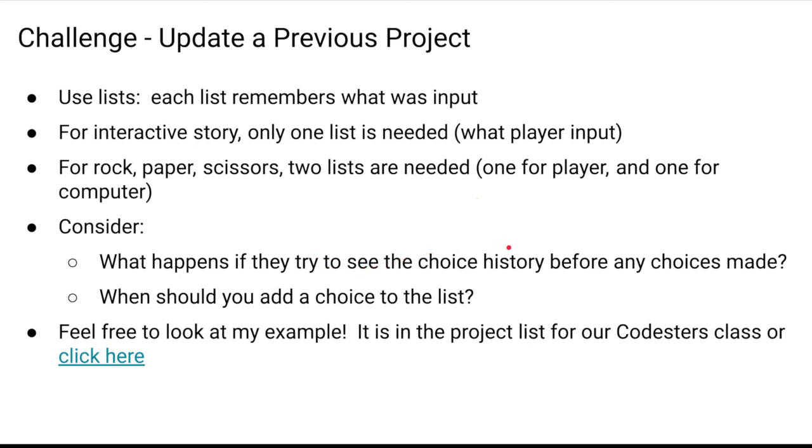Things to think about: what happens if they try to see a choice history before they've even done anything, so kind of account for that case. And also think about, when should you start recording the history? When would that be a good place for that? And I know this can be a little bit complicated and hard, and especially now when we're not at school and we're doing this on our own.